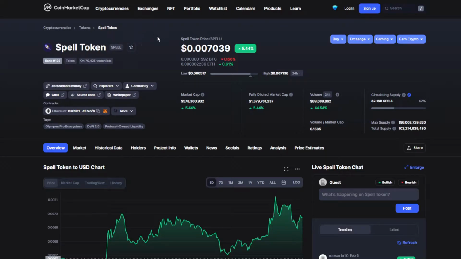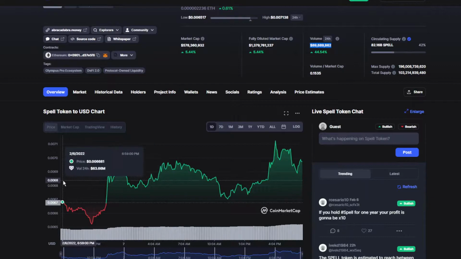So we're gonna start with the Spell Token price. Today's price is $0.007093. It's been up by 5.44%, which is really good. Just updated, yeah. The volume to market cap is up by 44.45%, which is insanely good. It's really good for Spell Token, which makes the volume almost $90 million. Like, that's a lot of money.